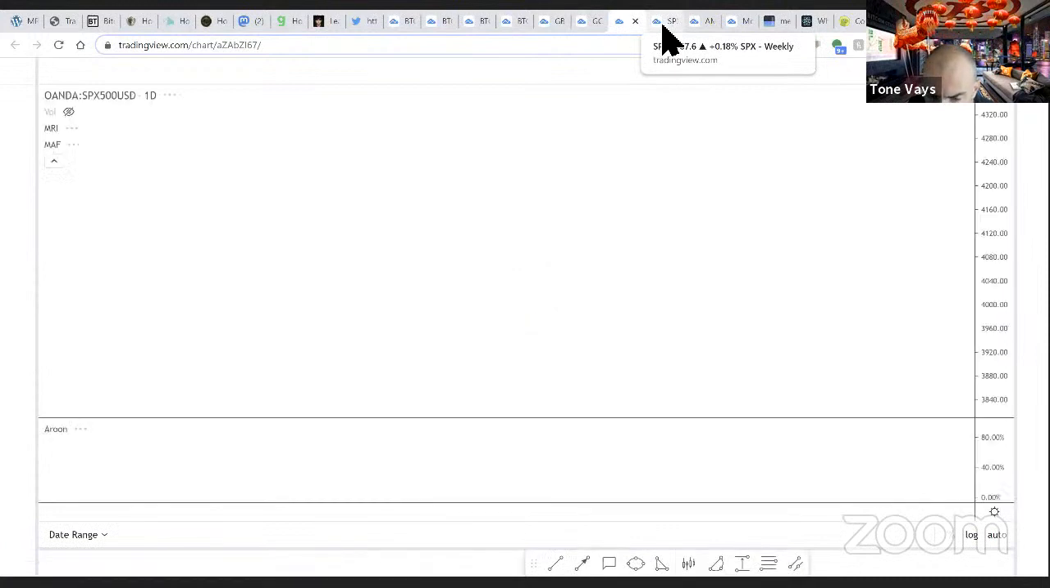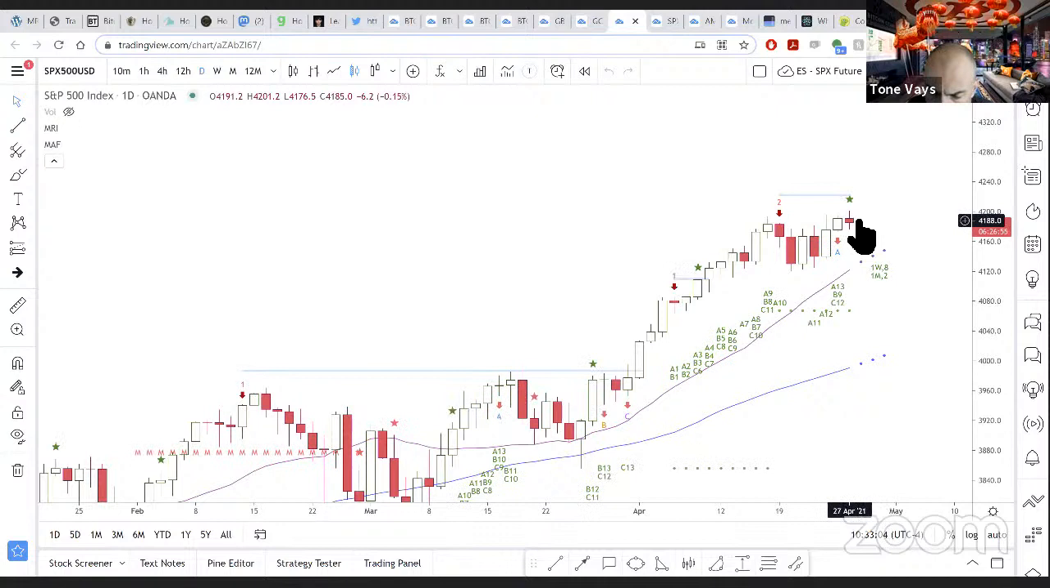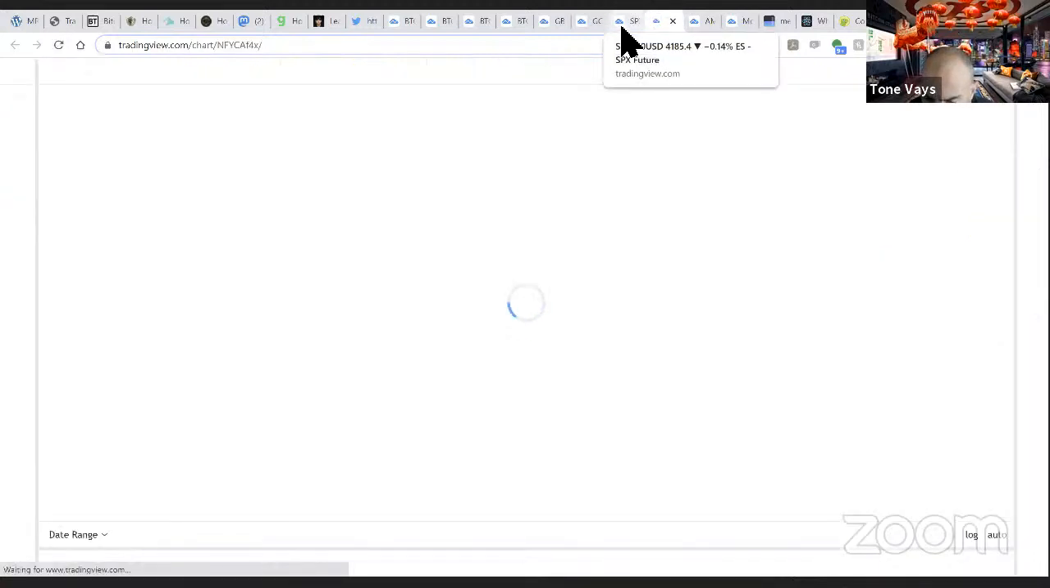S&P, I restarted my computer earlier today, so everything's loading. S&P, I remain bullish on the S&P. We have a green star, and we have just made a brand new all-time high close after the prior day, making a new all-time high. This is very bullish to me. I remain bullish in the stock market.